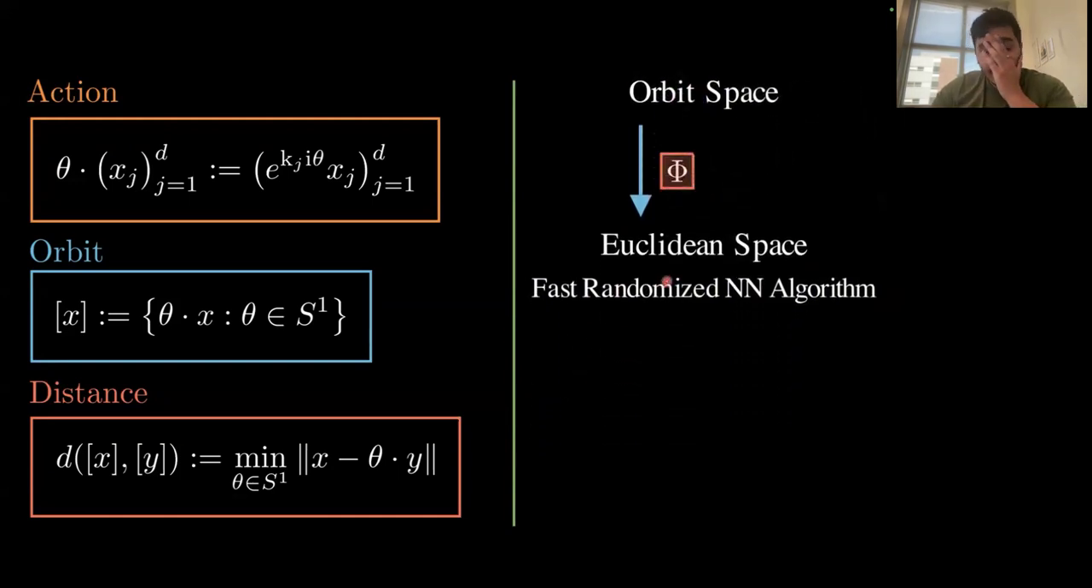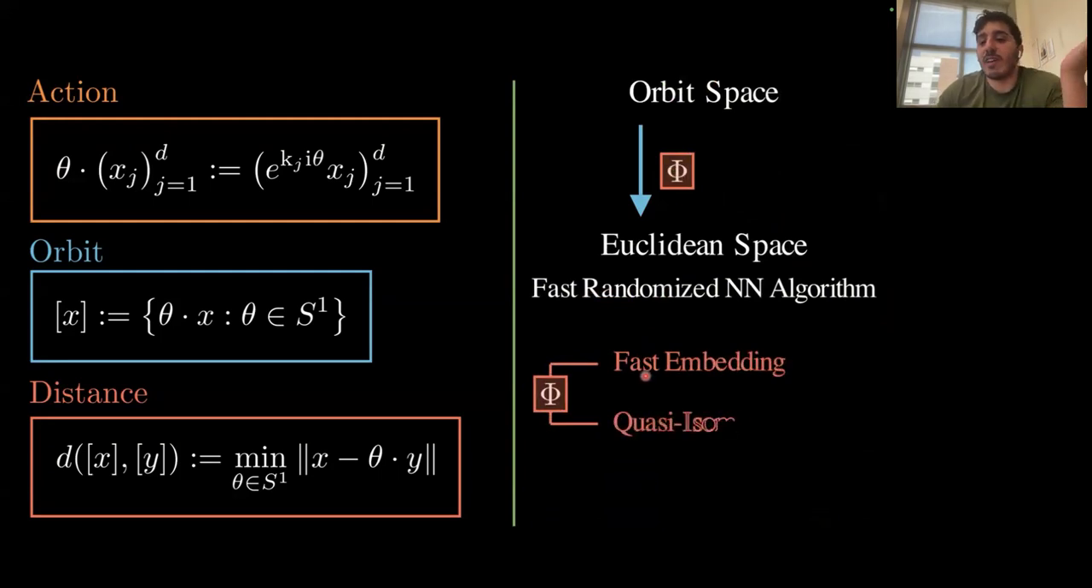Well, you better satisfy some things for this transfer to be successful. First, you want it to be fast, because the whole point of this transfer is that we want to leverage a fast algorithm in Euclidean space. So this phi to begin with better be fast. And this phi better preserve distance as well, because you're transferring a nearest neighbors problem from a space to another. So you better have the distances preserved as much as you can.